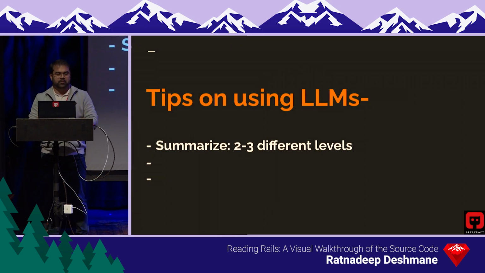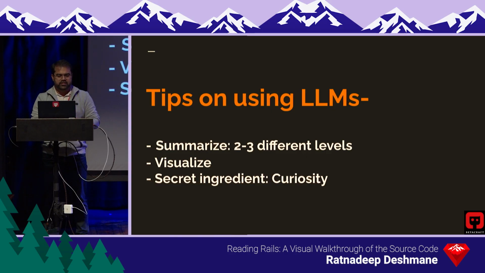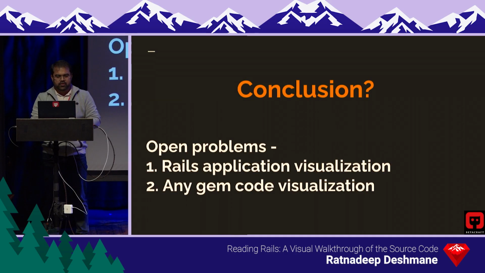The second could be a summarization of summarization, or even a shorter one. But overall, the idea is to start with something shortly summarized, then something a little more, and then something a little more, and then you should be able to jump into the code base. That speeds up the overall code reading process. The second option, obviously, is to visualize, the way I'm doing it here for Rails. And finally, the secret ingredient is just curiosity, right?